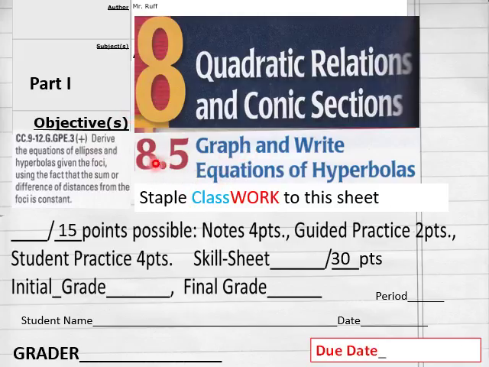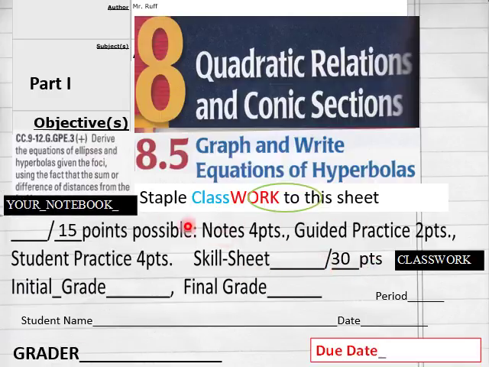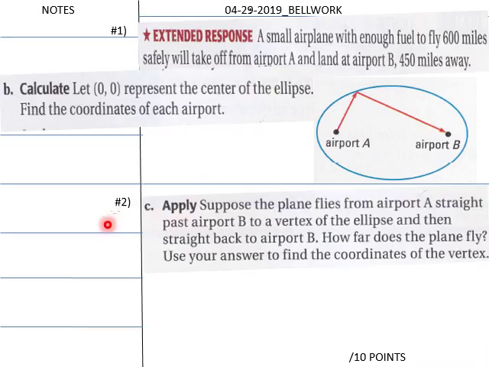8.5, graph and write equations of hyperbolas. Here is the standard. For this lesson, we have a 30-point skill sheet, and we have a notebook guide of 15 points for taking notes. Teachers, here's your bell work for today's lesson.